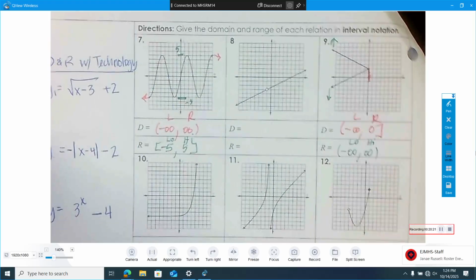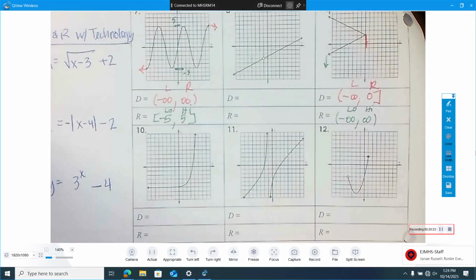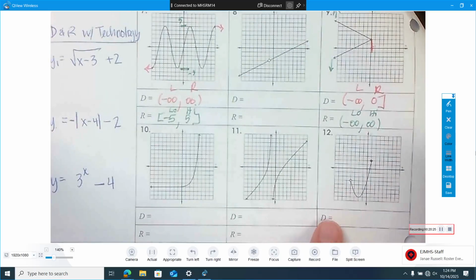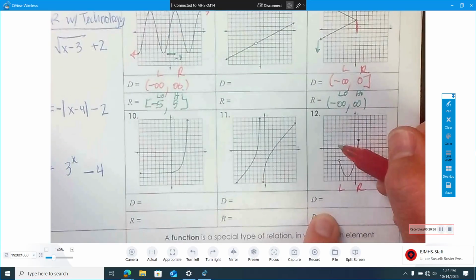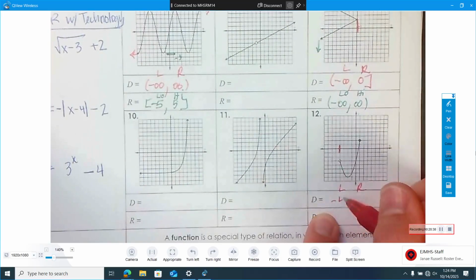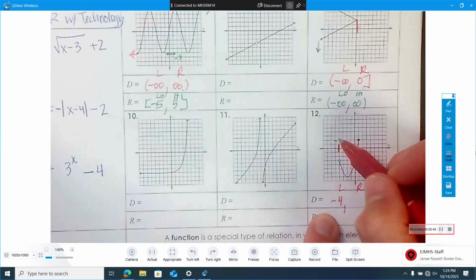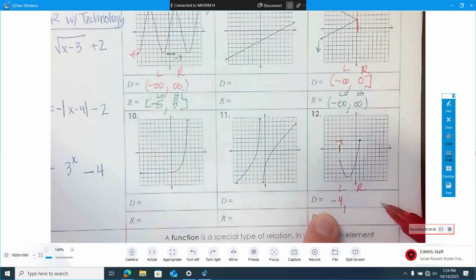All right, let's do number 12. I like number 12. We'll come back to the more tricky ones here in a second. Number 12, how far left and how far right do we go? What's our farthest left? -4. -4. Farthest left? -4. How far to the right? 1. Brackets or parentheses?